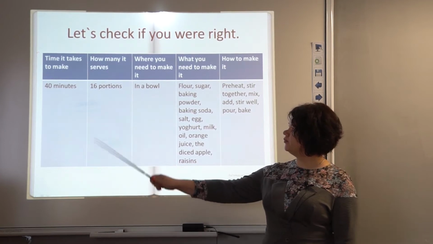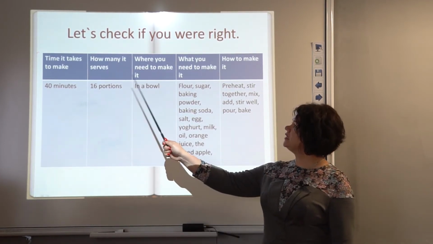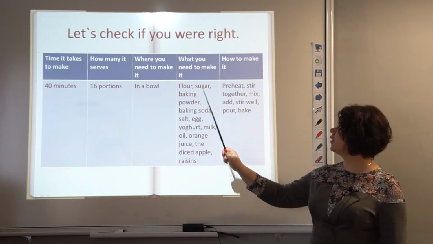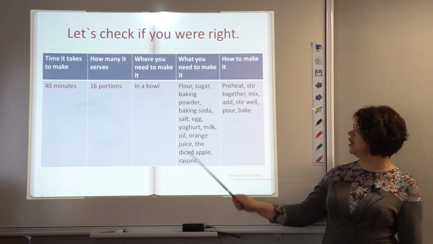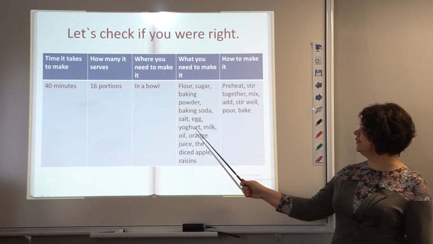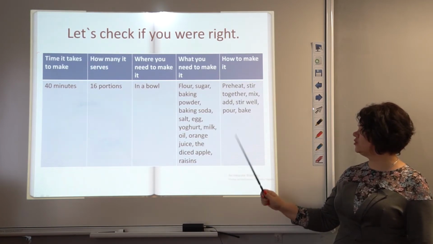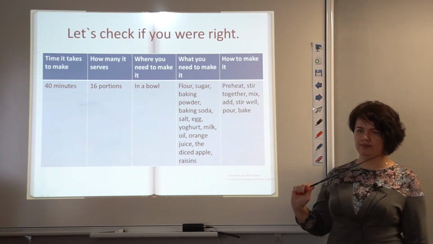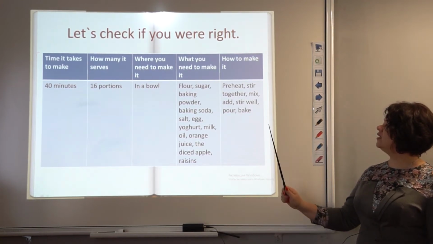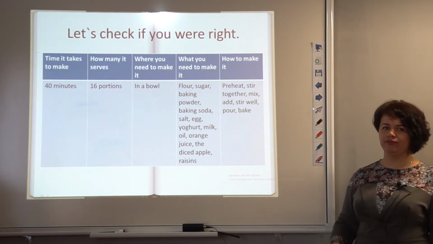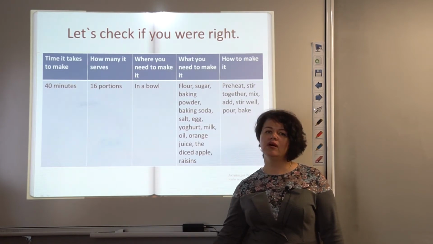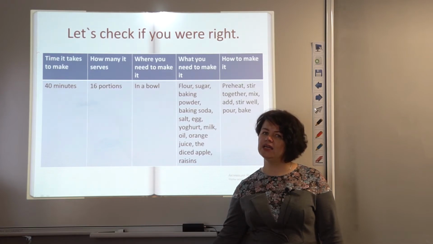Time it takes to make: 4 minutes. How many it serves? 16 portions. Where you need to make it? In a bowl. What you need to make it? Flour, sugar, baking powder, baking soda, salt, egg, yogurt, milk, oil, orange juice, the diced apple, raisins. How to make it? Preheat, stir together, mix, add, stir well, pour, bake. So we believe that this snack is very delicious.